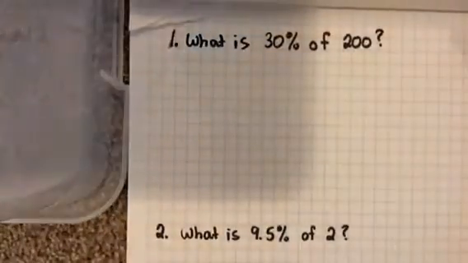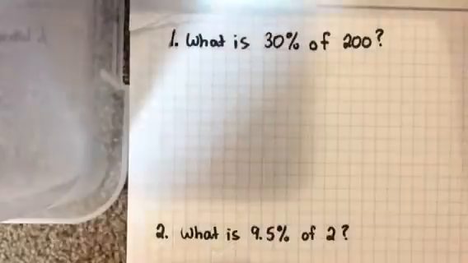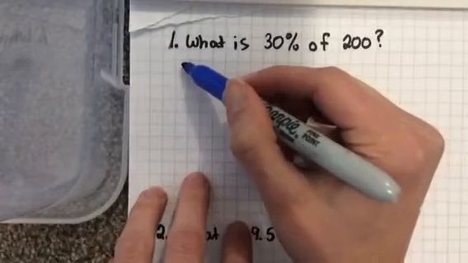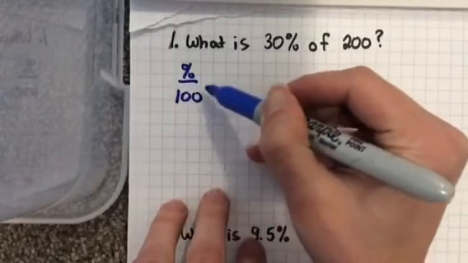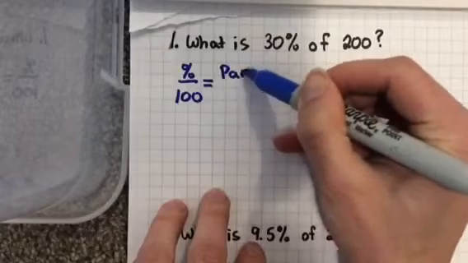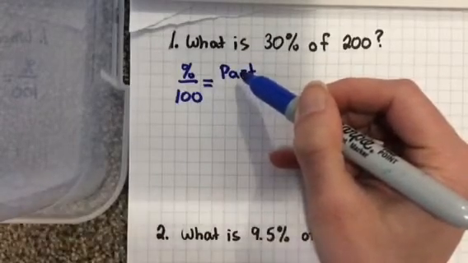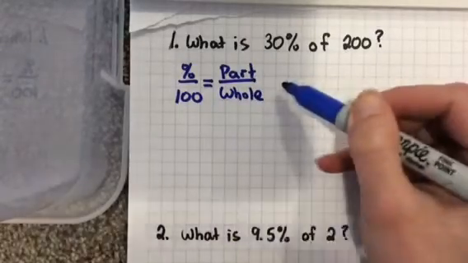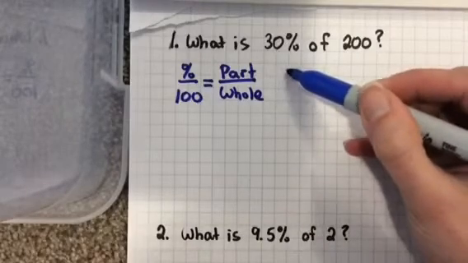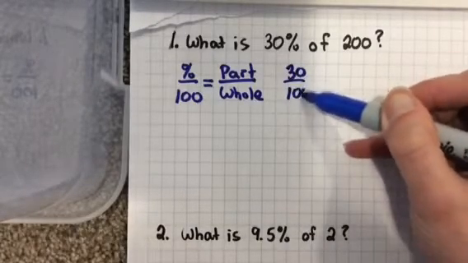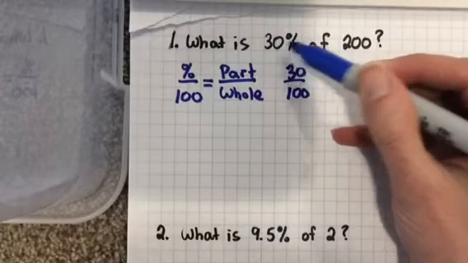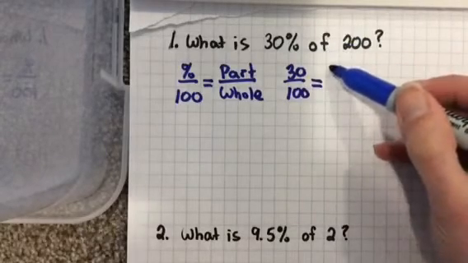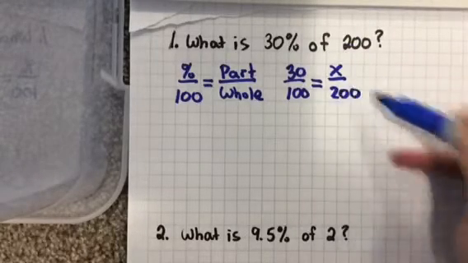You'll see some questions like this on the assignment though. What is 30% of 200? Well, our basic setup looks like this. We have some percent out of 100 equals the part of something. That's equivalent to the part that I would have colored in the previous example, out of the whole amount. So for this example, this would be 30 out of 100. 30% literally means 30 out of 100, or 30 per 100. I want to know how many is that out of 200.